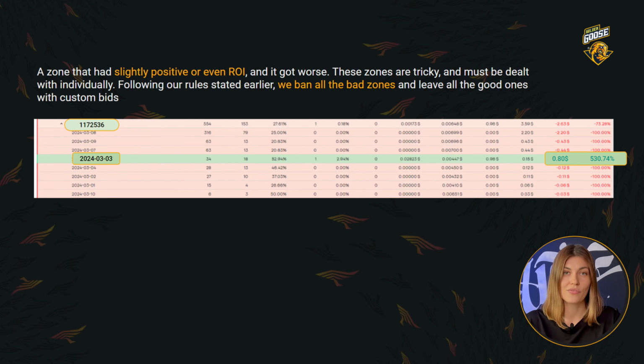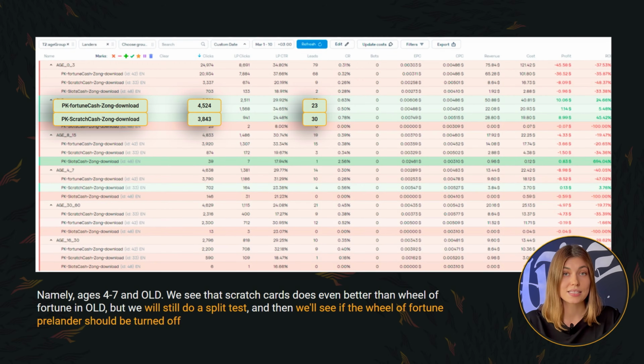Third, a zone that had slightly positive or even ROI and it got worse. These zones are tricky and must be dealt with individually. Following our rules stated earlier, we ban all the bad zones and leave all the good ones with custom bids. The rest of the campaigns are analyzed in the same way as described above.